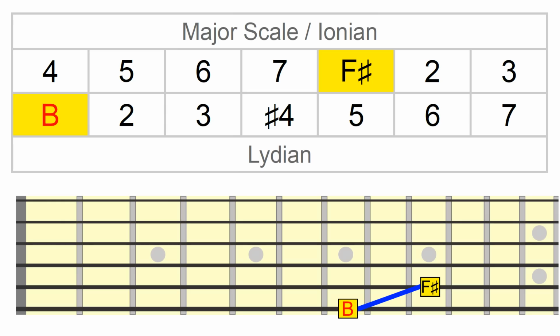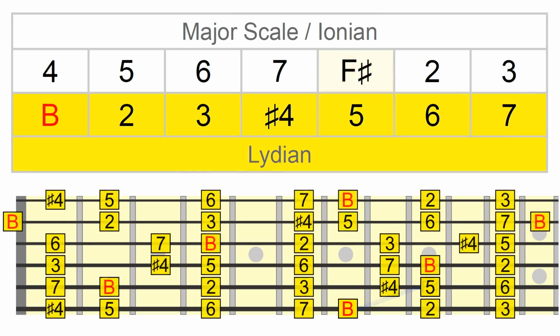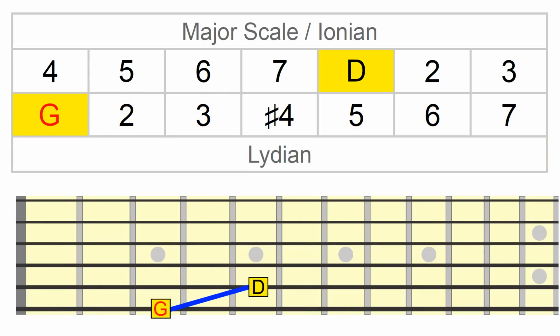So to play B Lydian, we could use an F sharp major scale pattern. To play G Lydian, we could use exactly the same fret string relationship to find its related major scale root, D.